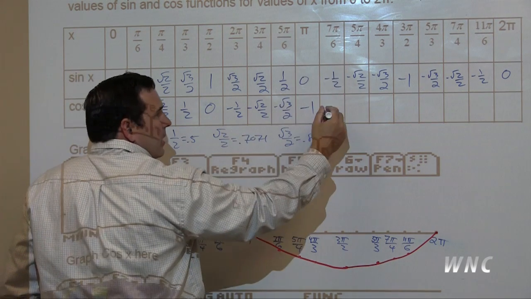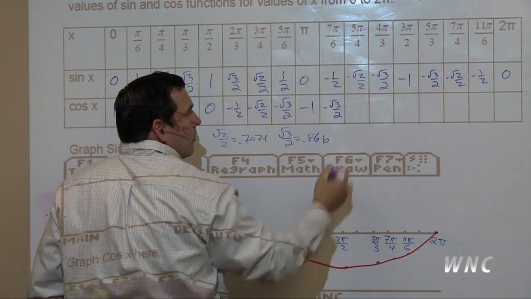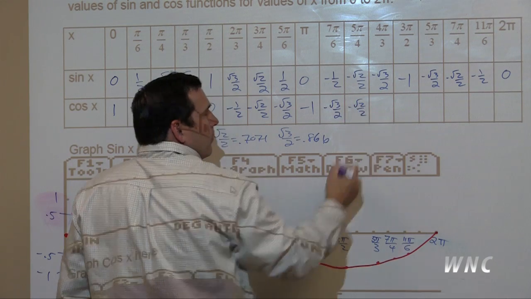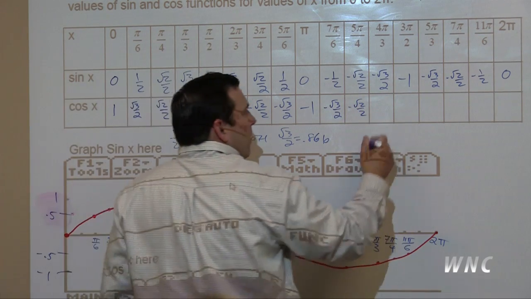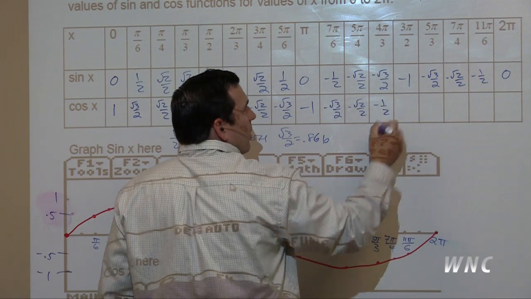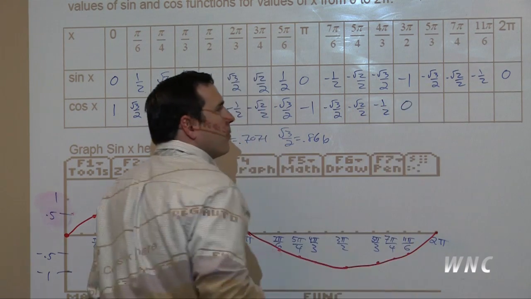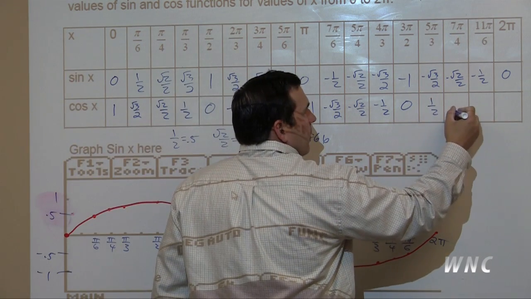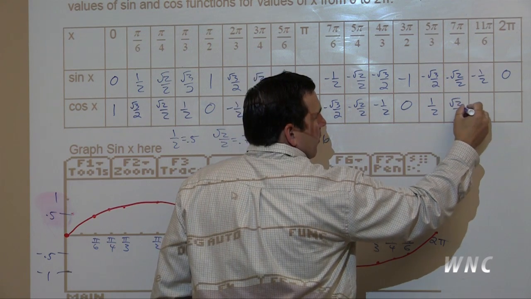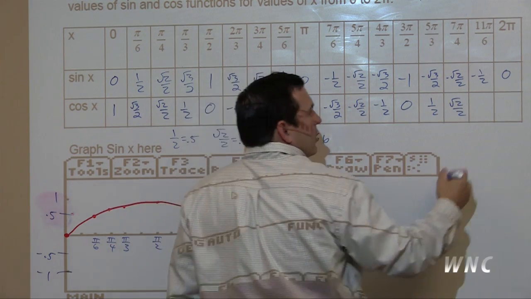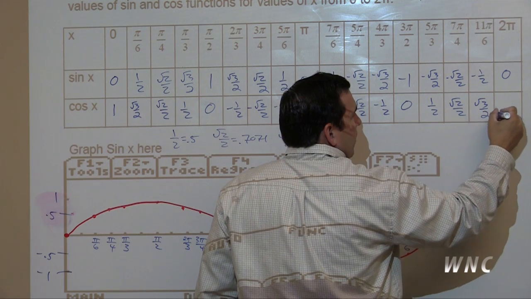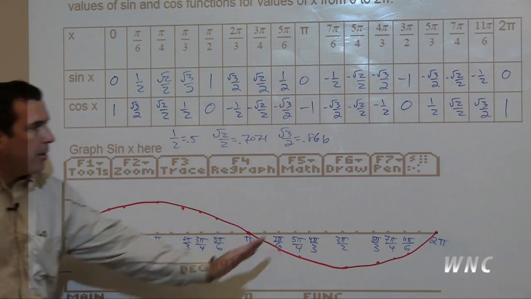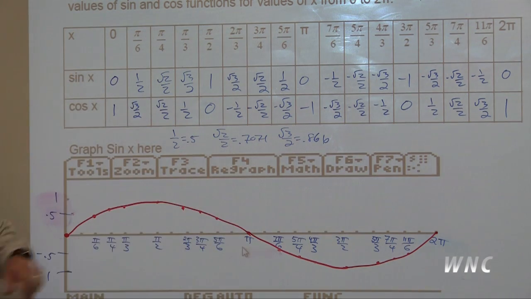Cosine of 7 pi over 6 is negative square root of 3 over 2. Cosine of 5 pi over 4 is negative square root of 2 over 2. Cosine of 4 pi over 3 is negative 1/2. Cosine of 3 pi over 2 is 0. And then cosine of 5 pi over 3 is 1/2. Cosine of 7 pi over 4 is square root of 2 over 2. And cosine of 11 pi over 6 is square root of 3 over 2. And finally, cosine of 2 pi is 1 again. So this one starts at 1, goes down, and comes back up to 1. We're going to graph this one next.